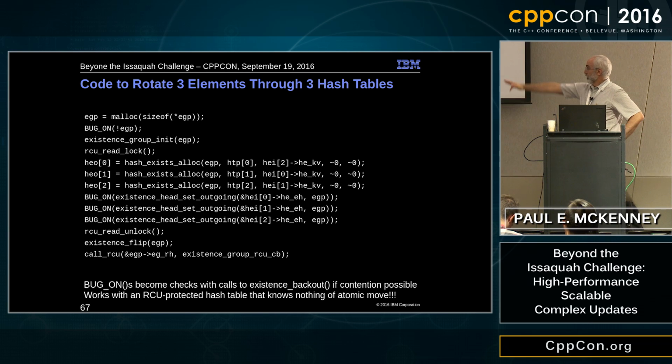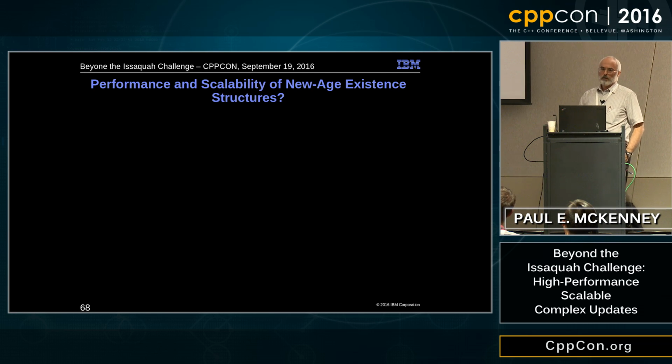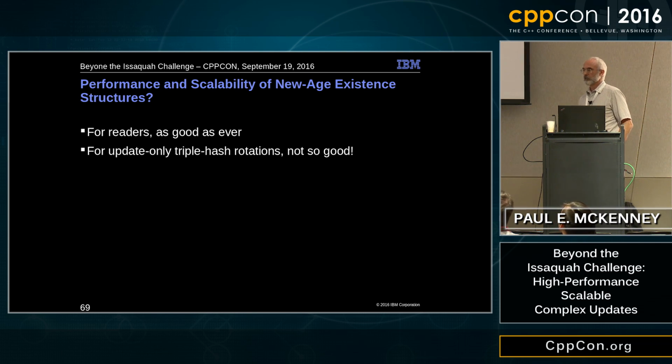And again, the big thing about this is you can have an RCU protected hash function that knows nothing about atomic move, and on top of it you get atomic moves. And the next question is, well, how well does this perform and scale? Well, for readers it's great, but as I mentioned at the beginning, I kind of had to start over on both reliability and scalability from ground zero as of a few months ago. And so it's not so good, would be a polite way to put it.